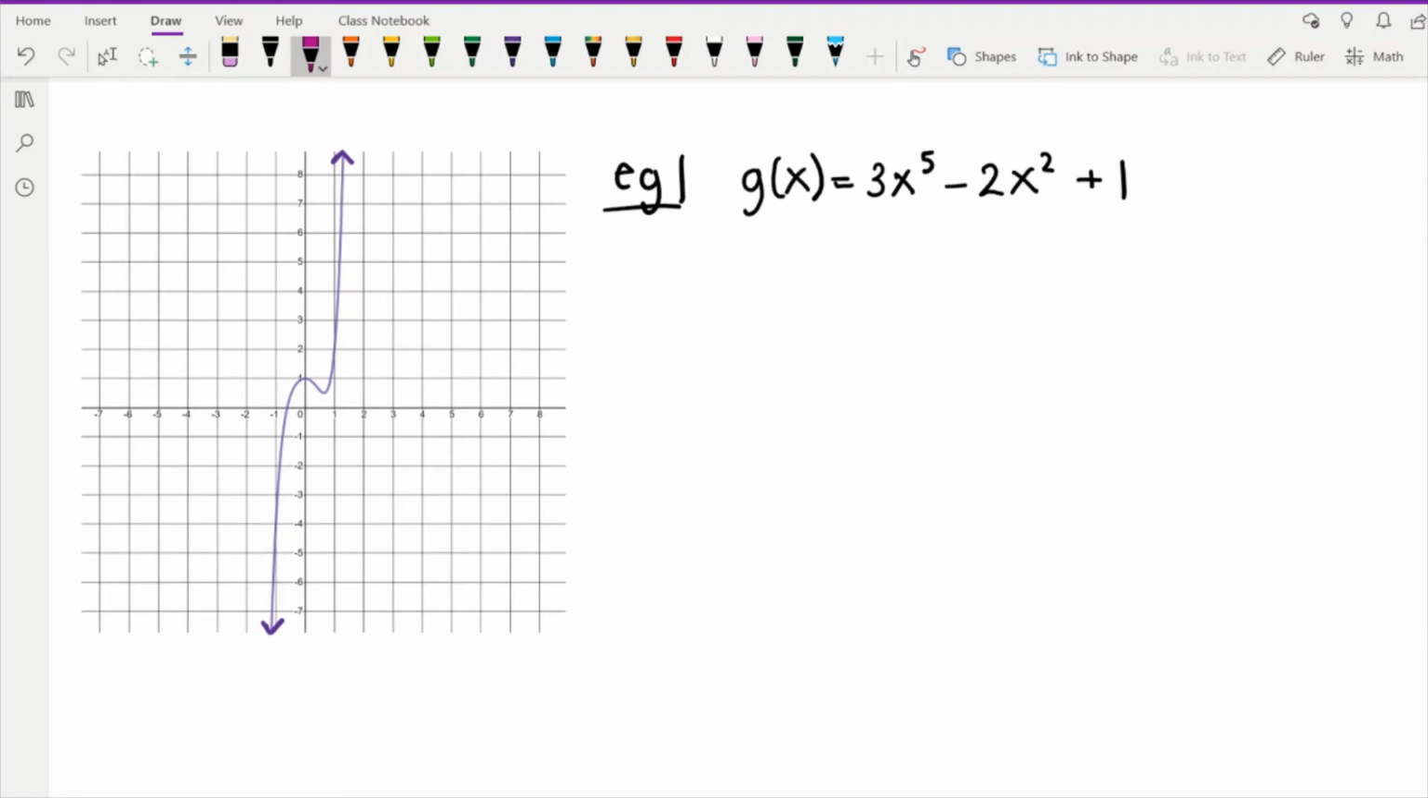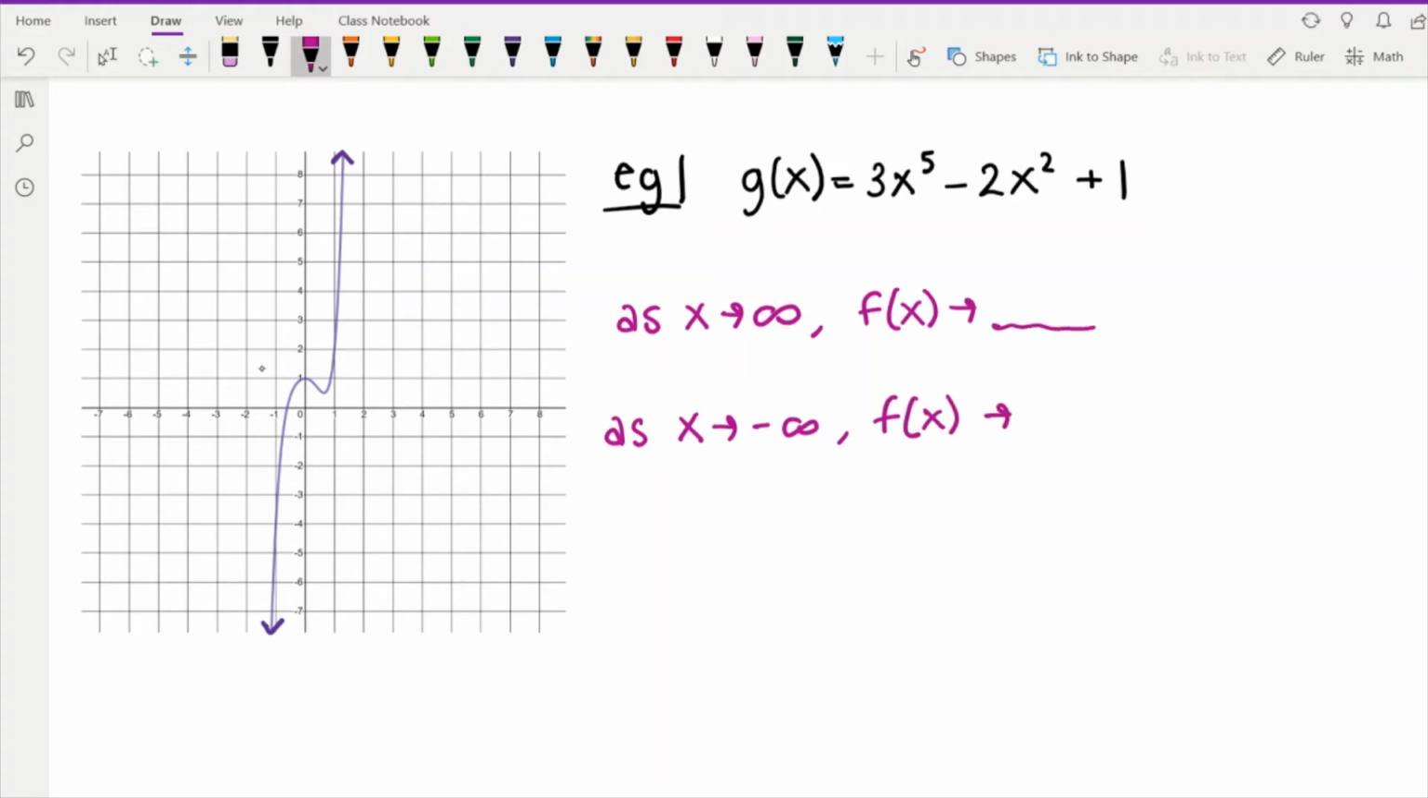Okay, so how would we describe the end behavior? The first thing you need to know is that describing the end behavior always starts like this. You're going to have as x approaches infinity, f of x approaches something, and you're also going to have as x approaches negative infinity, f of x approaches something. So really the only thing we're trying to figure out is what goes here and here.